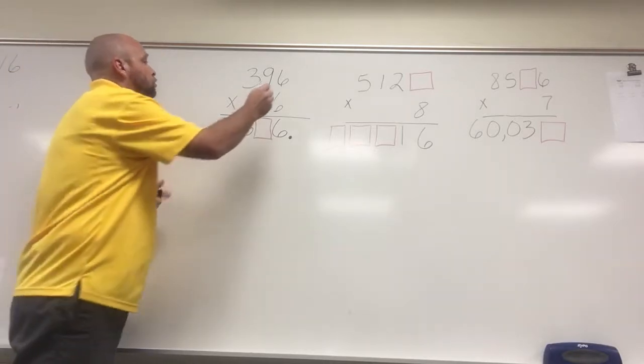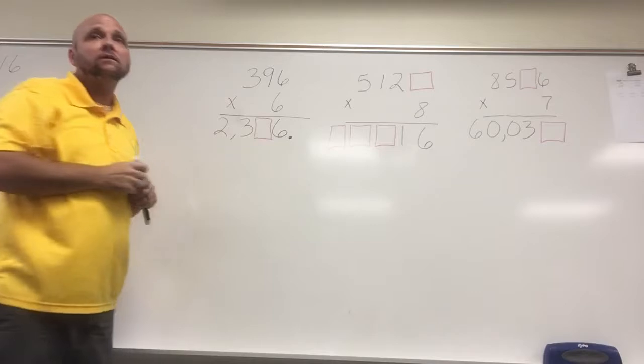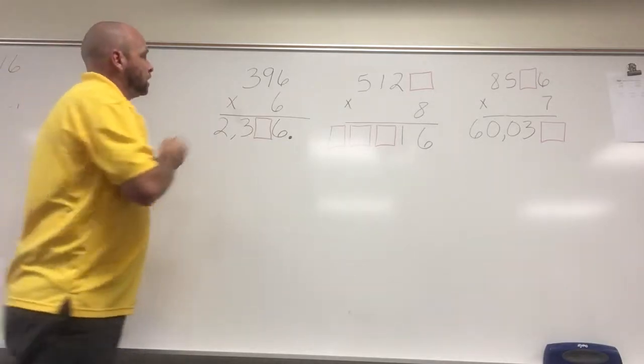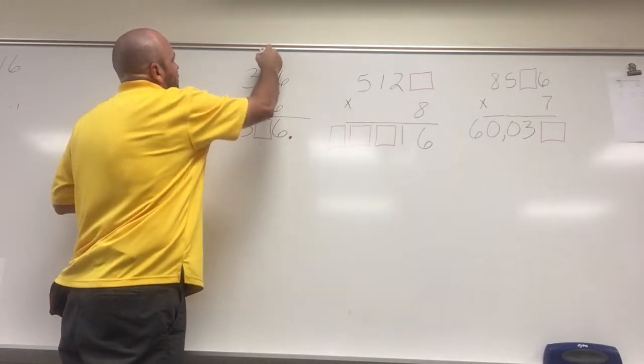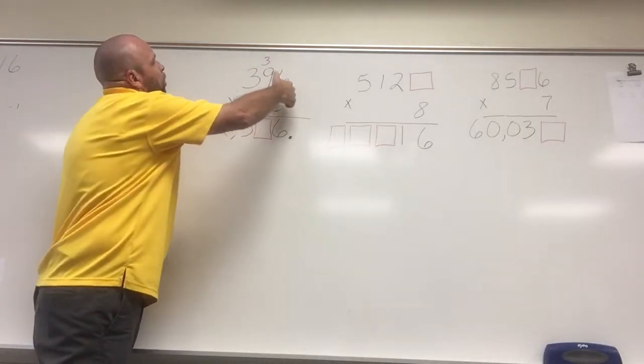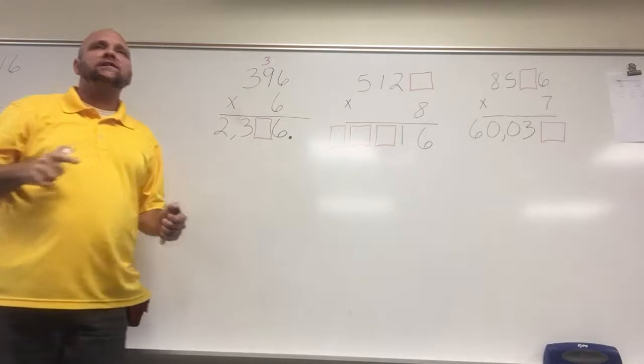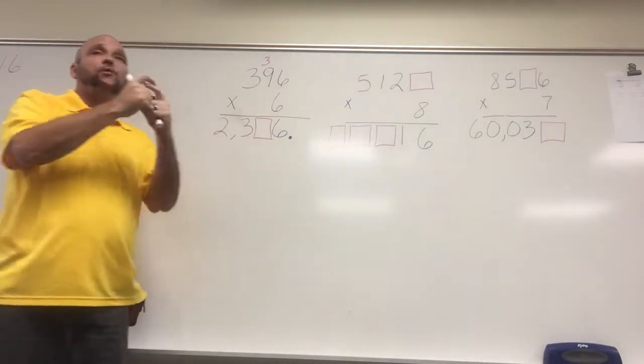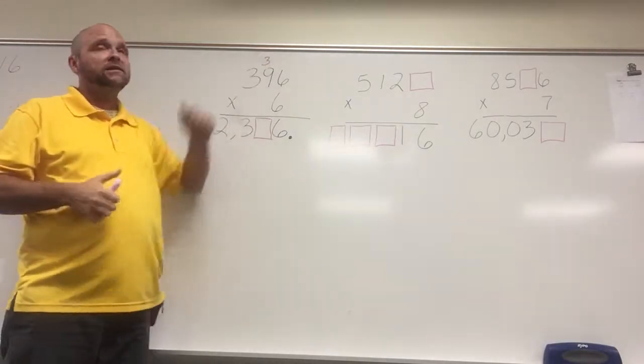And so if we go 6 times 6 is 36. My 6 is already down. Put my little 3 up above there because I have to carry that 3 from my ones place to my tens place because 36 is greater. That's 3 tens and 6 ones. So I'm going to move my tens there.